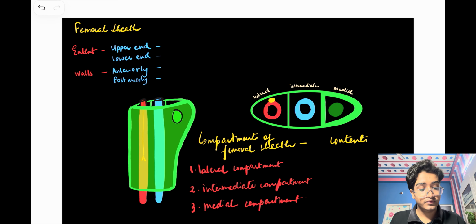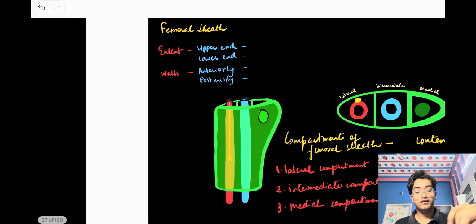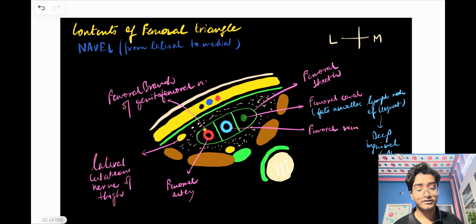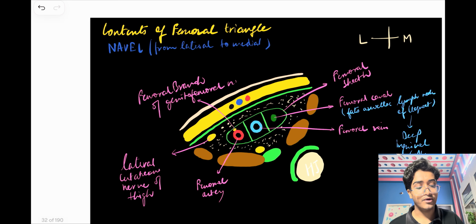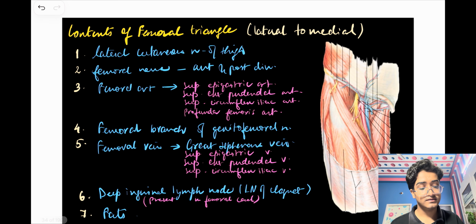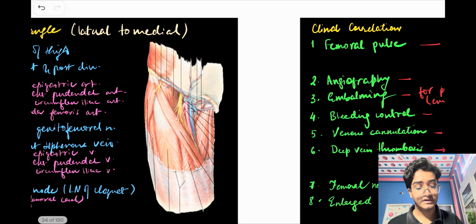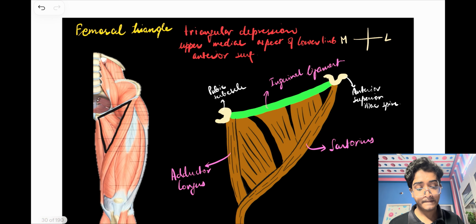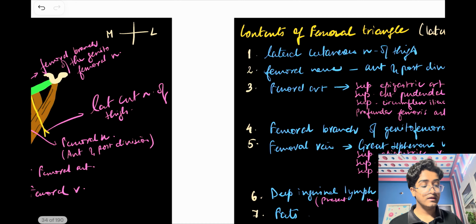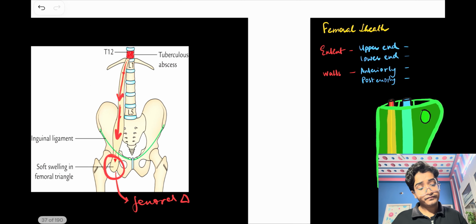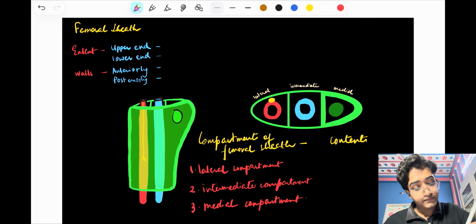In this video, we are going to cover the femoral sheath and the femoral canal and their clinical correlations. In the previous video, we talked about the femoral triangle, where we discussed the boundaries, contents and its clinical correlations. I hope you understood. Now, what is the femoral sheath?